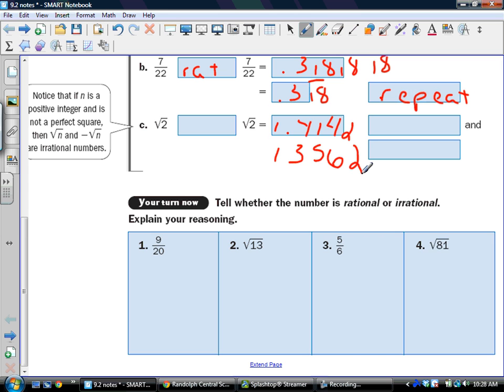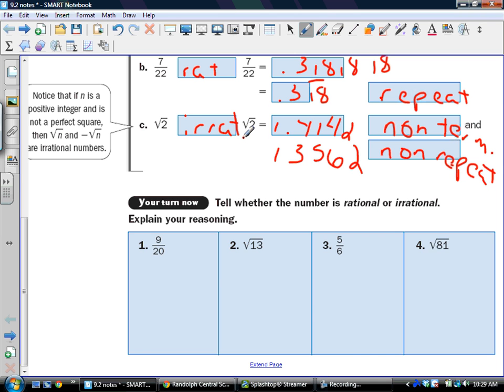And so this one is non-terminating. It doesn't end. It keeps going forever. Also, you notice it does not repeat anywhere. You do not have the same thing happening over and over again. So it's non-terminating, and it is non-repeating. And so this one would be an irrational number. There is no way that you could write that as a fraction.